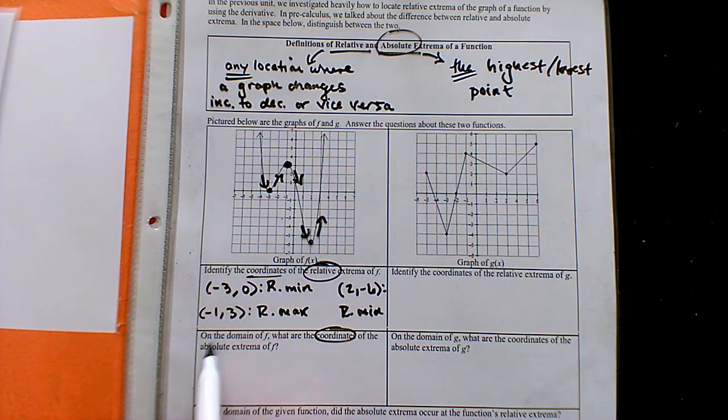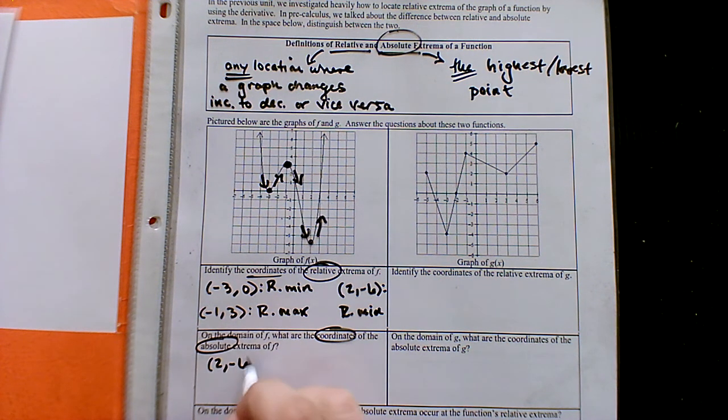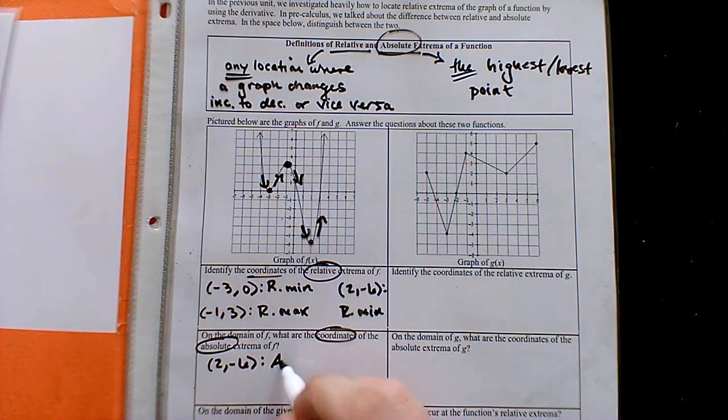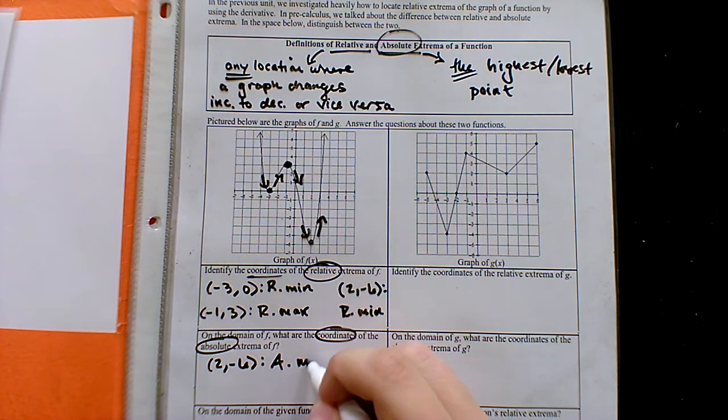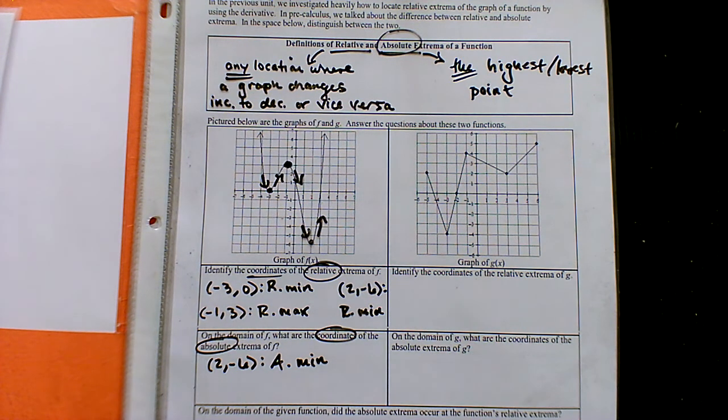What about some coordinates of absolute extrema? So can we pick the highest point or the lowest point? What do you think, Austin? 2, -6, and that is an absolute minimum. Okay, so I'll do a min for short, but absolute minimum. So the absolutes can be relatives, but the relatives can't be absolutes.